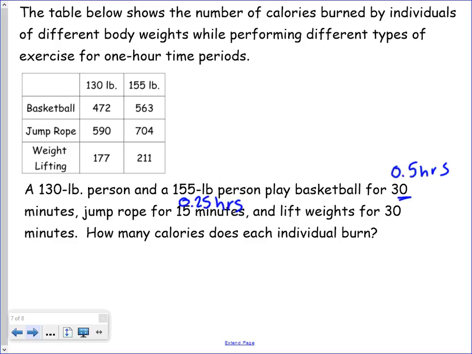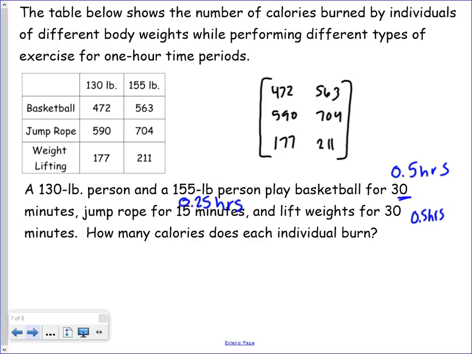And then lifting weights would be another 0.5 hours. Is everybody okay with that? Make it in terms of my original time. Do you see how this chart really looks like a matrix? I'm not going to change anything about it, I'm just going to draw it as if it were a matrix: 472, 590, 177, 563, 704, 211. This is a 3 by 2 matrix, 3 rows, 2 columns.